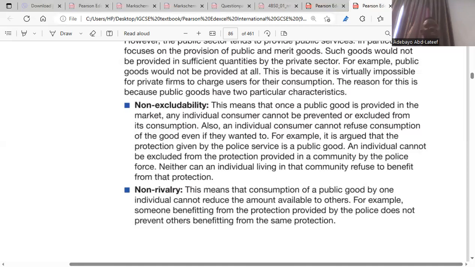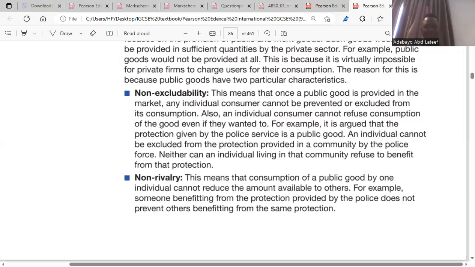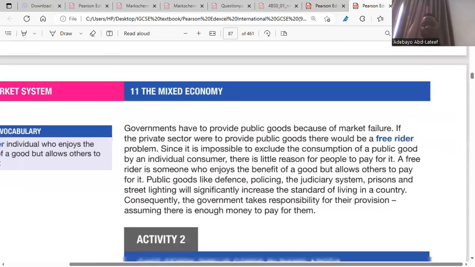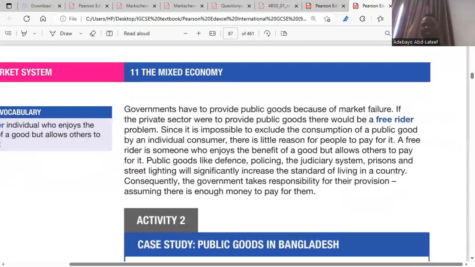I think it's clear. Need to spend money. Is it clear? Yes. So we move on. Then they said government has to provide public goods because of market failure. If the private sector were to provide public goods, there would be a free rider problem. That's where the problem is. Like I told you earlier, it's not that the private sector cannot provide.